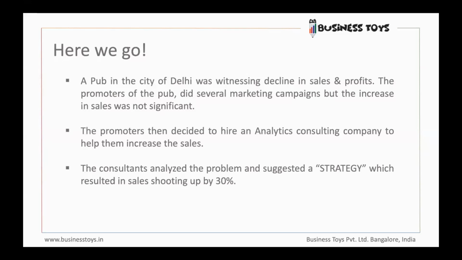The consultant analyzed the problem. They went through their sales records. They checked their business model. They did several studies, and they came up with a strategy which resulted in an increase in the sales by 30%. So there was a 30% increase in the sales when they implemented this strategy. Now I want you to guess what this strategy could be. You can just post your answers in the group. So what could be their strategy?